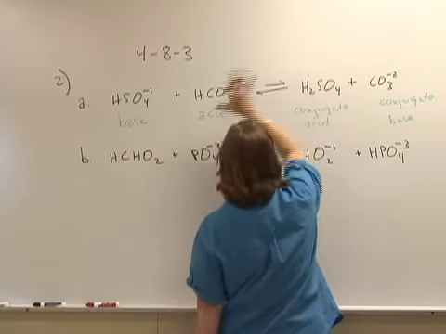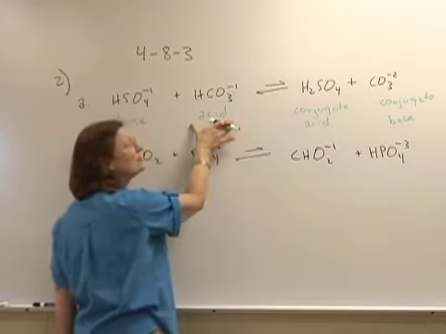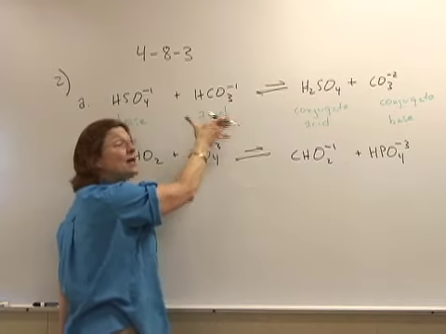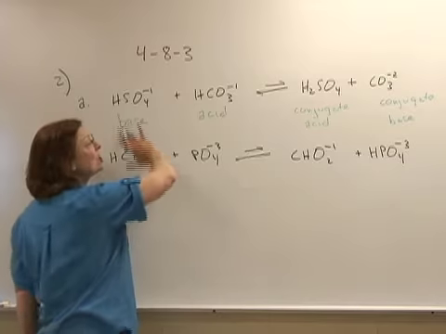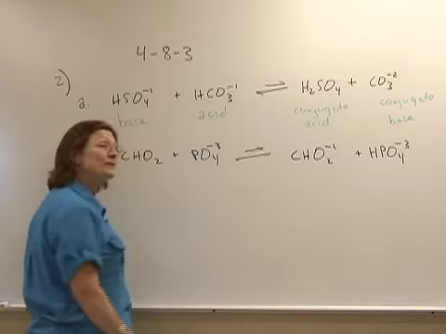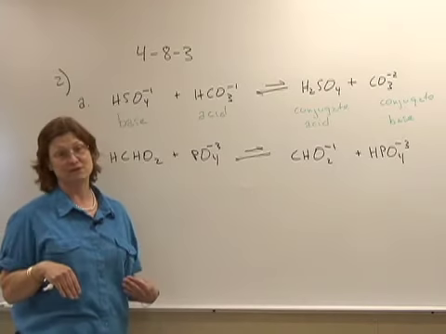If I was going in reverse, I could see this is my base because it is picking up a hydrogen here, and that would be my conjugate acid. Now for us at this level, the acid and base will always be a reactant, and the conjugates will always be the products. But that is not necessarily always the case because they are acid-base pairs.